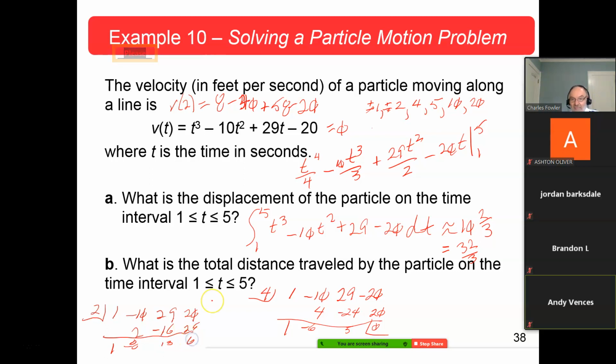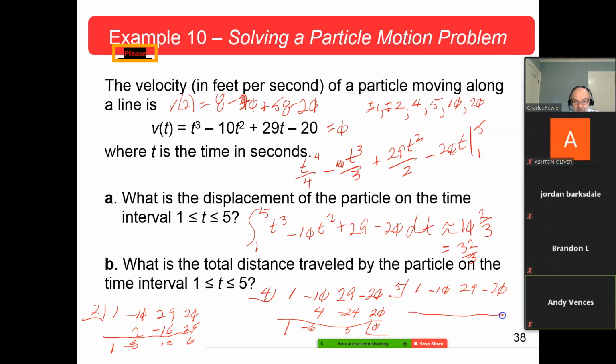So yeah, that was 6 there. I don't remember what we got, but it's not 0. So 1's a 0, 4's a 0. Let's see if 5's a 0. Okay, doesn't really matter, but let's see. 5 into 1 minus 10, 29, and minus 20.